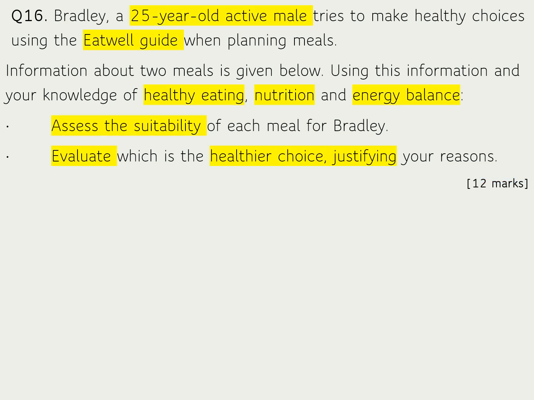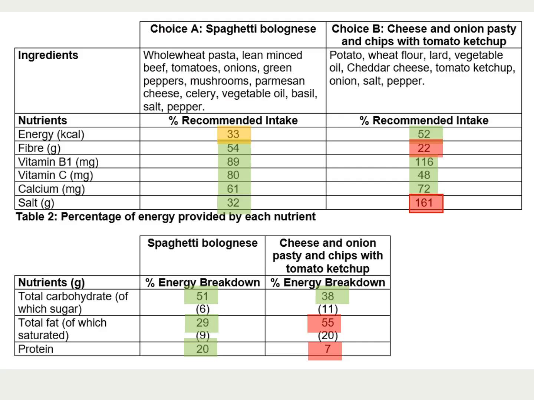Remember, the technique I've shown you is to highlight the keywords so that you know exactly what you're talking about and can really focus you, and that might help you plan your paragraphs. So in this example, you might want to talk about what a 25-year-old active male needs before talking about what he then needs in terms of actual foods and analysing the meals in front of you. So highlight what you need to talk about in the question.